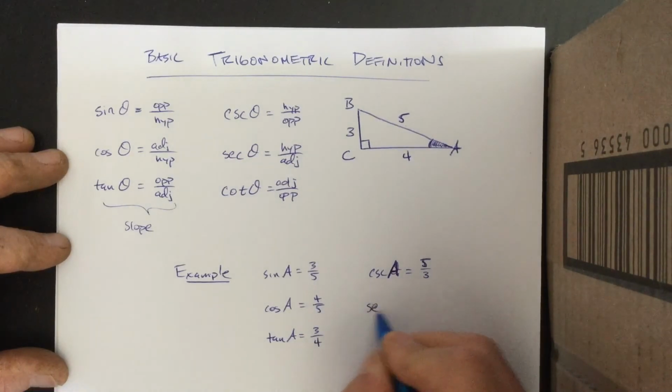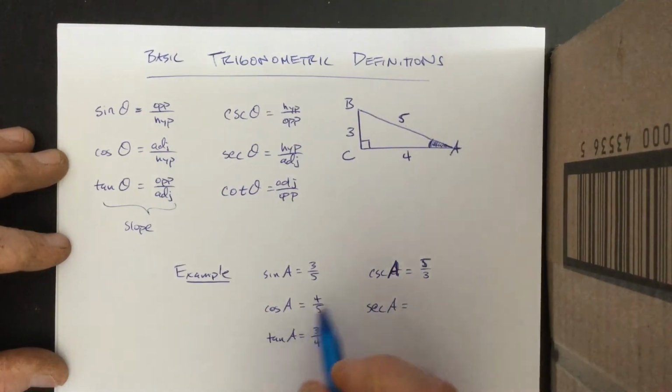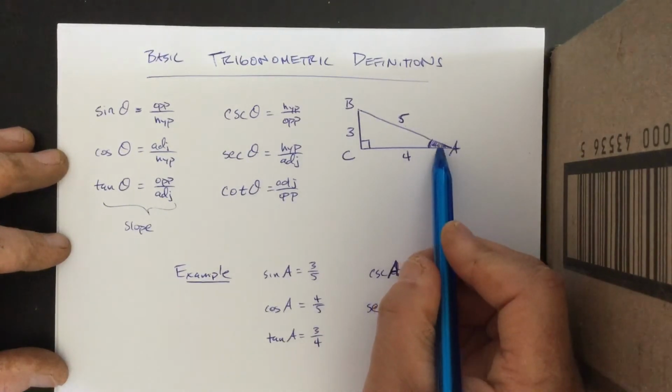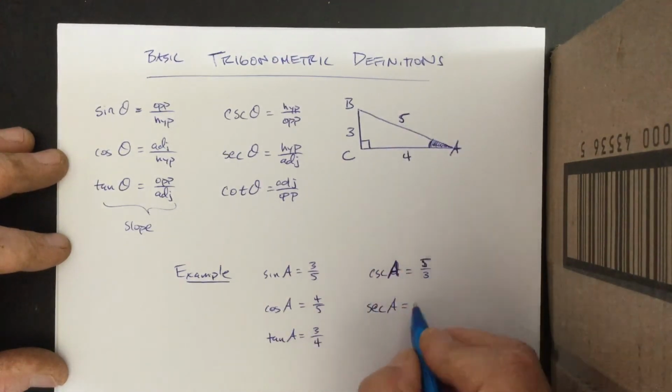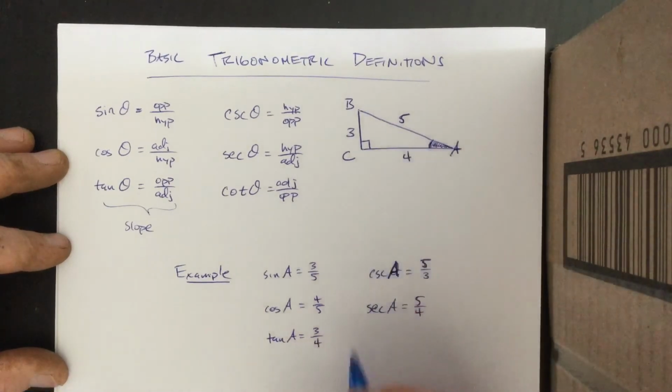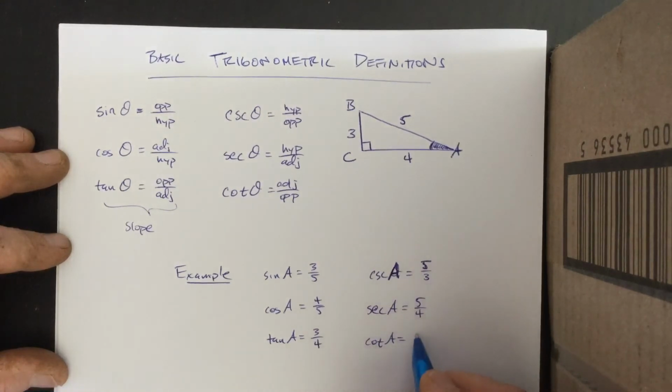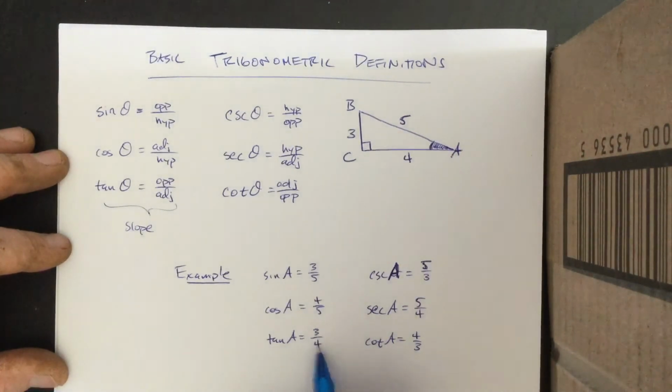Secant of A is the reciprocal of cosine. So if I look at A in secant's frame of light, it is going to be the hypotenuse divided by the adjacent. All right, so 5/4. How does the hypotenuse compare with the adjacent? And then cotangent of A, as you can see, the pattern continues, would be 4/3. Cotangent is not the slope. Tangent is the slope. All right. While this is rise over run, this would be run over rise, the reciprocal of the slope. All right. Couple notes.